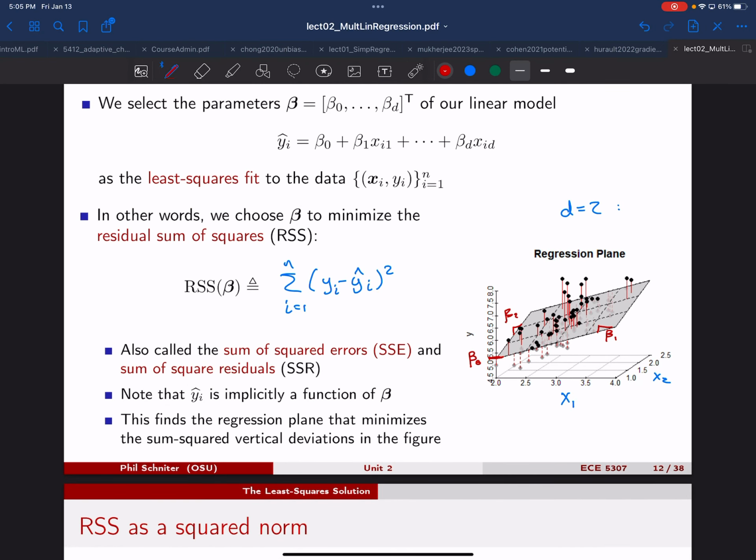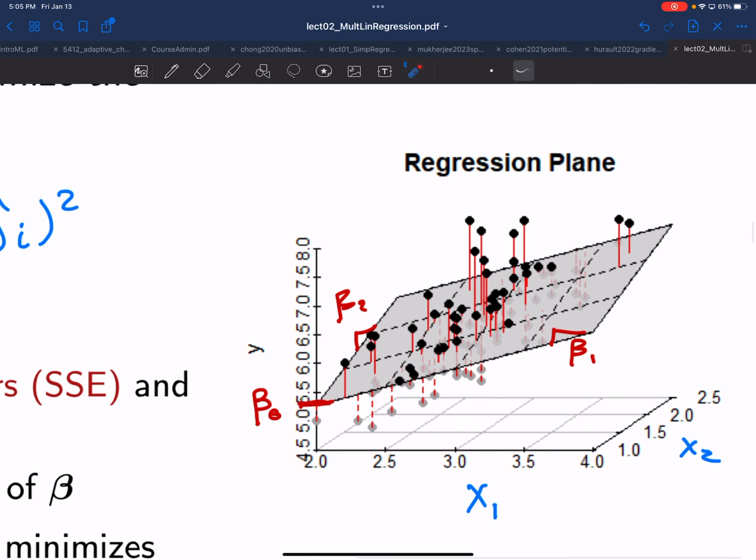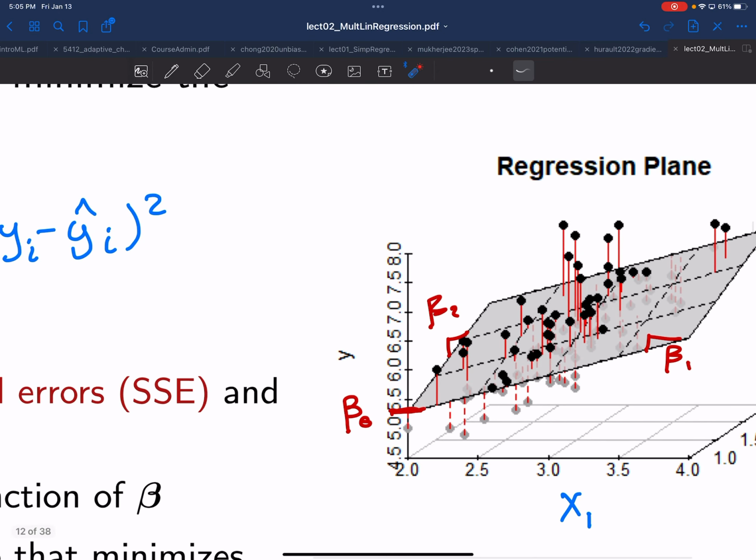Okay, so as before, this is our RSS, or sum of squared errors, sum of squared residuals. On the left side, we have beta. On the right side, the beta is implicitly inside the y hat i. And as before, these errors, these y hat i minus y i, are visualized by these little lines. We want to minimize the sum of the squared line lengths. So you can imagine moving this plane around until the sum of those squared line lengths is minimized.